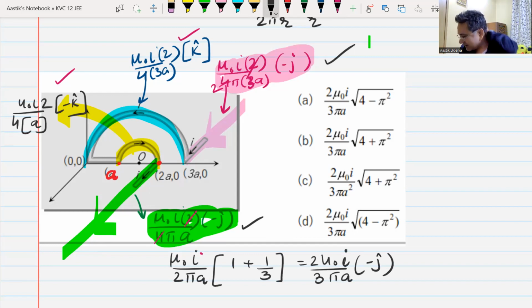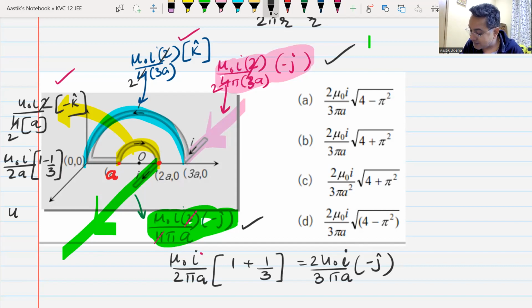I make mistakes in calculations. Then I will have to subtract this. This is again going to be 2. This is again going to be 2. So I can write mu naught I by 2a, and I subtract 1 minus 1 by 3. So I will get 2 by 3, 2 and 2 will cancel. So mu naught I by 3a I will get here.